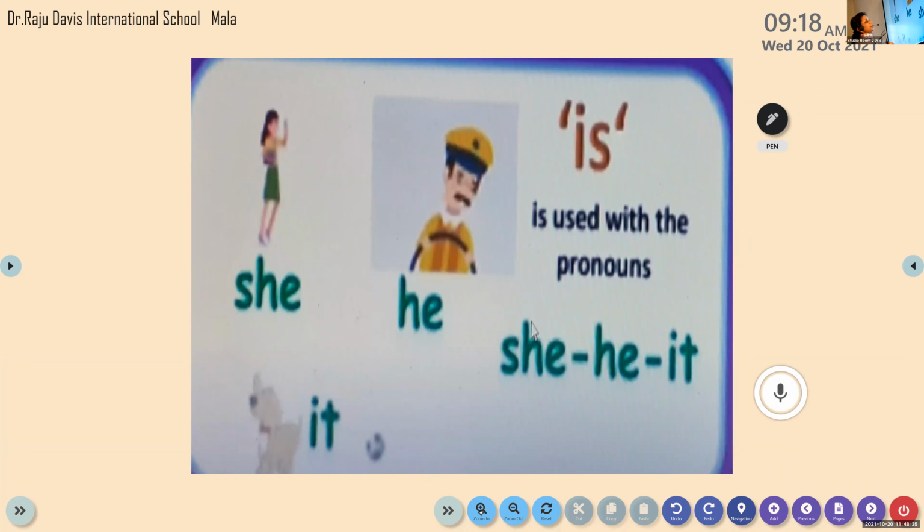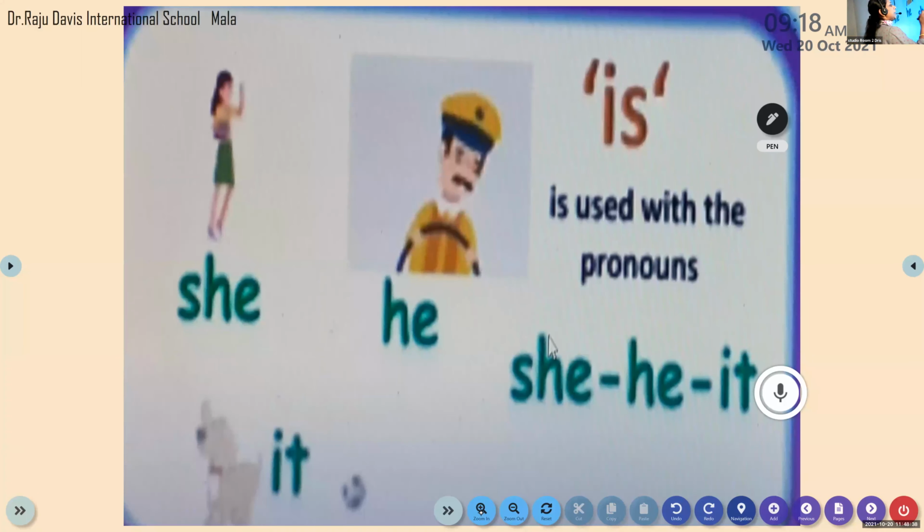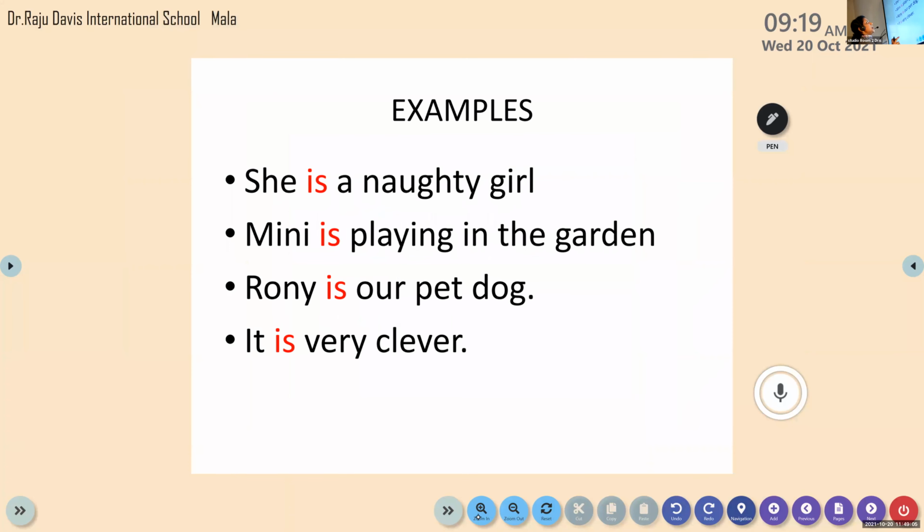Now, is is used with he, she, it. So I've shown you the picture for you. He, when we're talking about a man or a boy. She, when we're talking about a girl or a woman. It, when we're talking about an animal or a thing. So please look at the examples. She is a naughty girl. Minnie is playing in the garden. Ronnie is a pet dog. It is very clever. So is is used with singular.